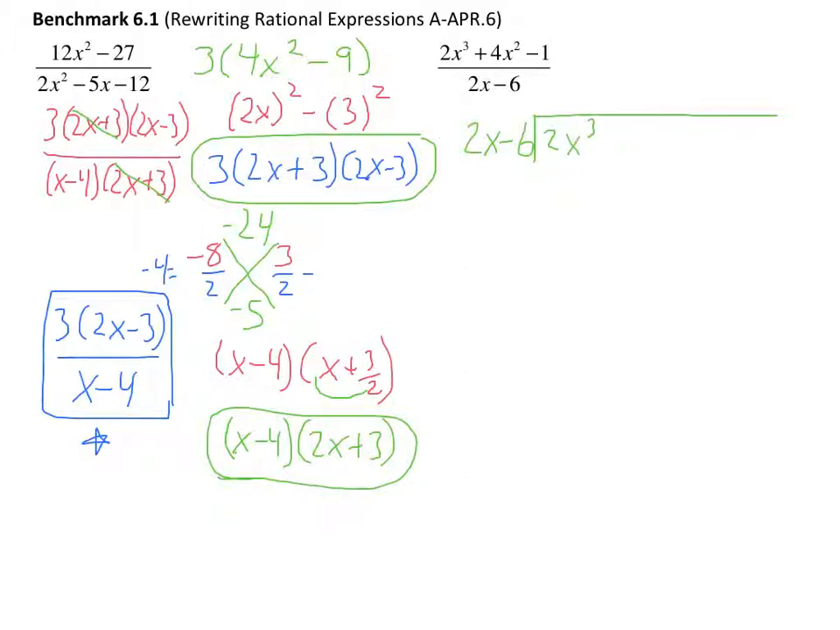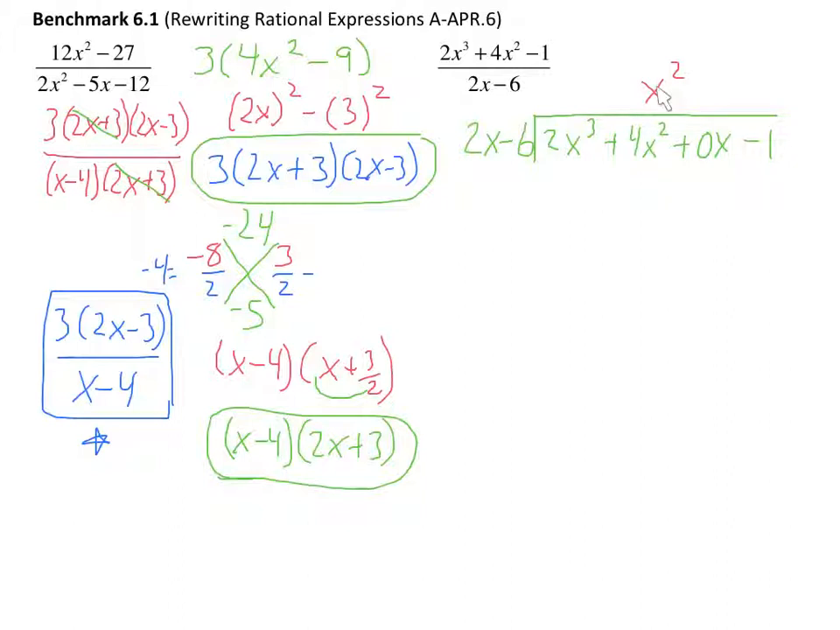Because I have x cubed, then I have 4x squared. I'm missing x's, so I need to put a 0x, and then the minus 1. A lot of people forget this. You need a placeholder. Once you start with cubes, you need a placeholder for each variable as you work your way down. Now, what times 2x gives you 2x cubed? Hopefully you realize that that would just be x squared.